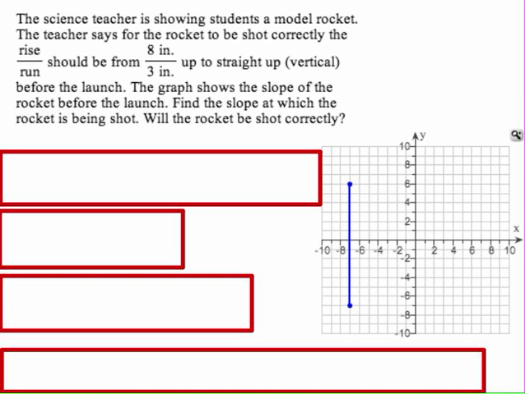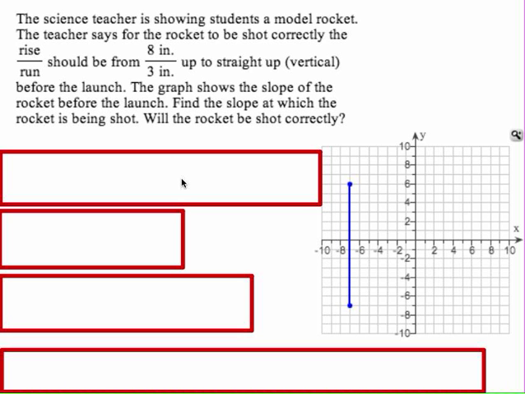The science teacher is showing students a model rocket. The science teacher says for the rocket to be shot correctly, the rise over run should be 8 inches over 3 inches up to straight up, which is vertical, before the launch. The graph shows the slope of the rocket before the launch. Find the slope at which the rocket is being shot. Will the rocket be shot correctly?